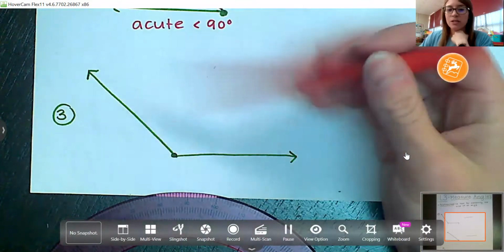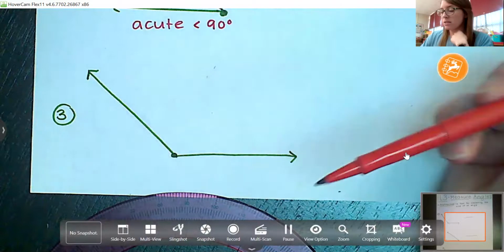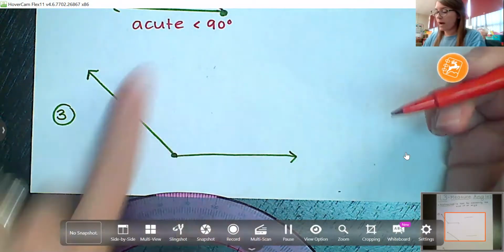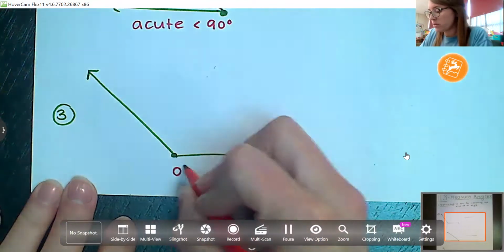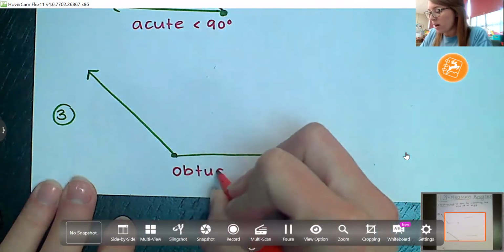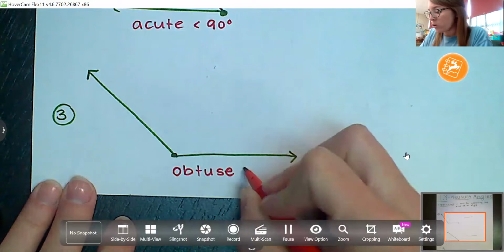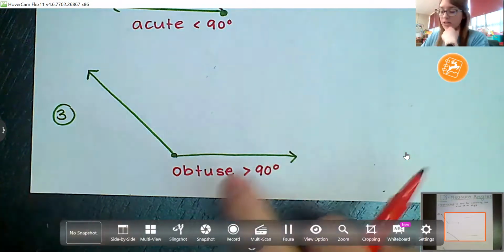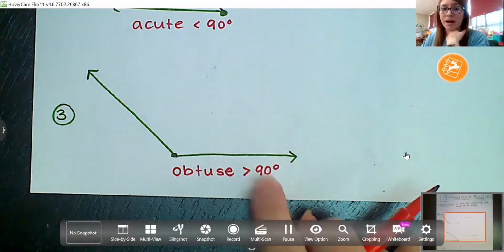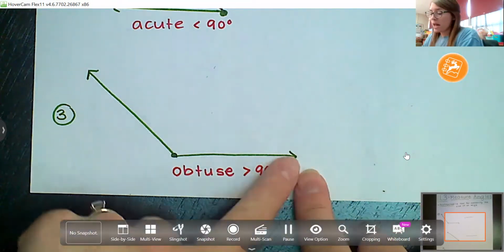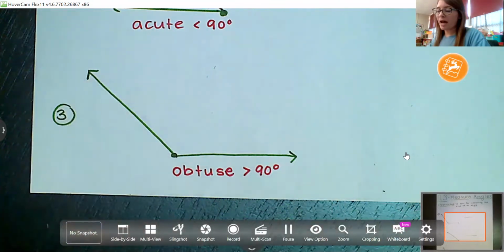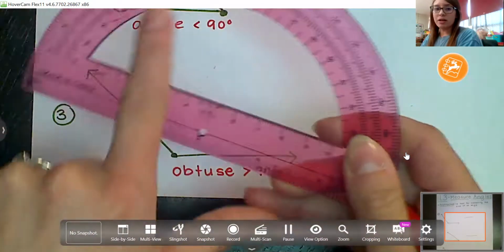All right, last one, number 3. Let's look at it. First things first, what kind of angle is this? Acute, obtuse, or right? Very good. This is our wide mouth angle. So this is obtuse. And we know that obtuse angles are greater than 90 degrees and less than 180 degrees. So we know that that number is going to have to be higher than this. It opens up to the left, which means we're going to be using the inside set of numbers.